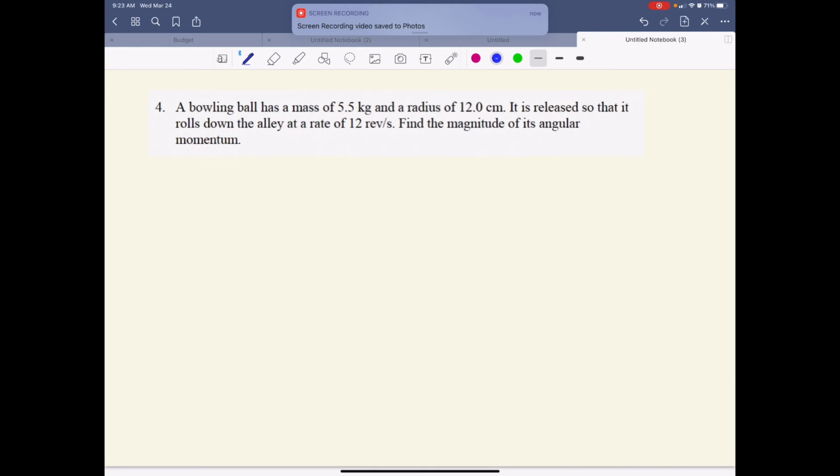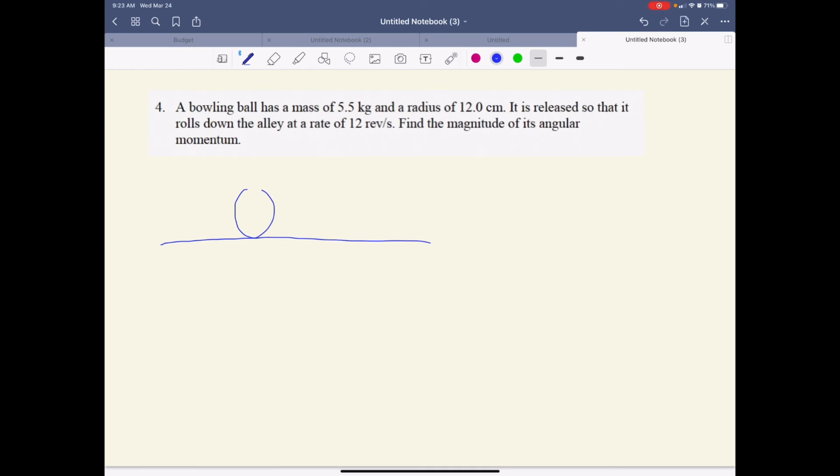Okay, so now we're going to work on 4. We're going to have a bowling ball moving down the road. We're trying to figure out the magnitude of the angular momentum. Again, there are 2 ways to do this. L equals I omega and L equals mvr. This is not a point mass object, so we're just going to not use that one. It's a solid object rotating, so we got to use I omega.